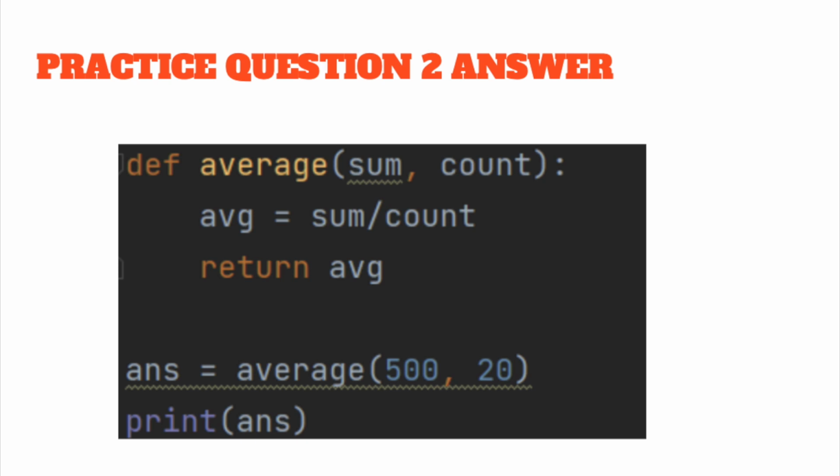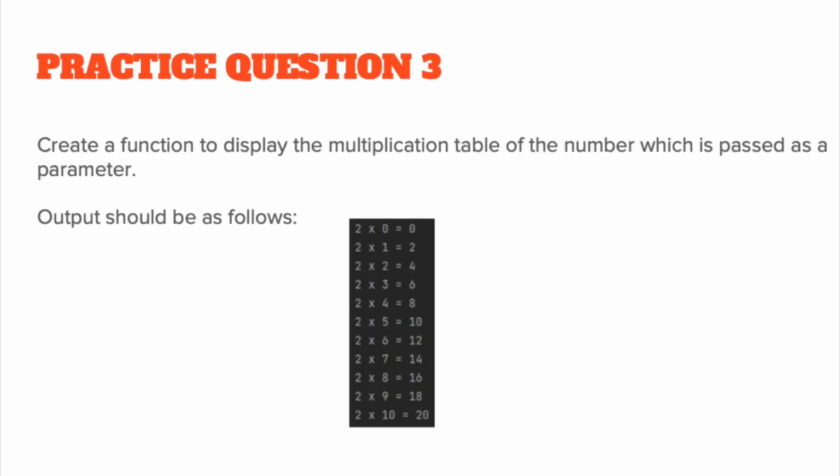Now, if you couldn't do this, pause the video, code this and test it out, see if it works, use a calculator to check your answer, and if you're okay with it, continue on. Let's do practice question 3. You now need to create a function to display the multiplication table of the number which is passed on as a parameter. Now the user can pass any number into this program, and this function should be able to create a table like this. So the output should be as follows. You can see the output on screen.